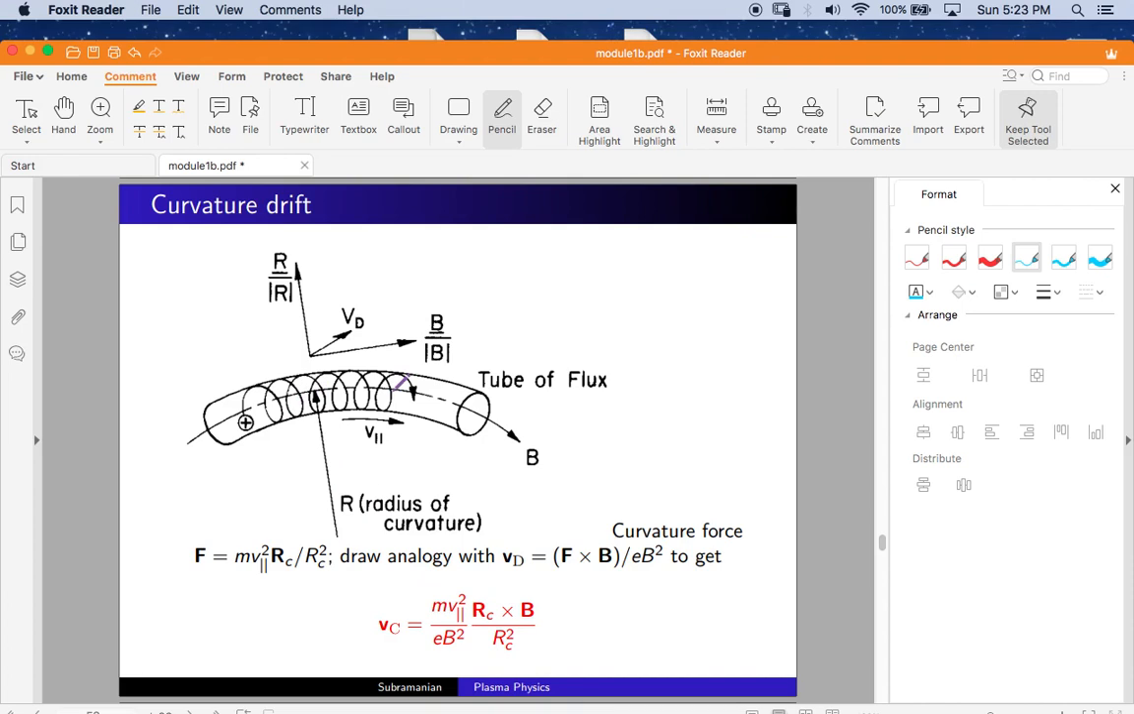So this is the interesting thing. The force is along the radius of curvature, but the drift velocity is like so. This is the direction of the radius of curvature, and this is the local direction of B, which keeps changing. If it did not keep changing, then there's no question of drift, of course, and the drift is perpendicular to both. That's what emerges from this. Once you write this down and you draw the analogy with the E cross B drift, the rest is very simple.